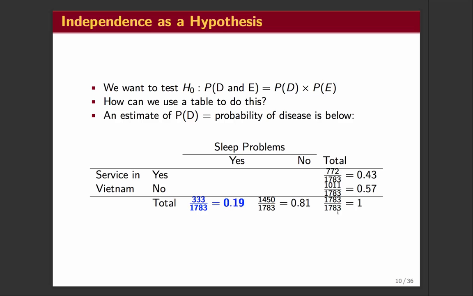So, given that this is going to be our method, how do we do this with a table? We have some nice blue highlights here. The first thing we can do is calculate the probability of the disease or the event occurring, and that is sleep problems in this case. Everybody on board with that? So we have the disease as sleep problems, and we're considering exposure to be service in Vietnam. So that 0.19 that you see highlighted, what type of probability is that? Marginal. The marginal probability, it's sitting in the margins. It's a good way to remember that. So that gives us the probability of D. We can record this. The probability of D is going to be 0.19.